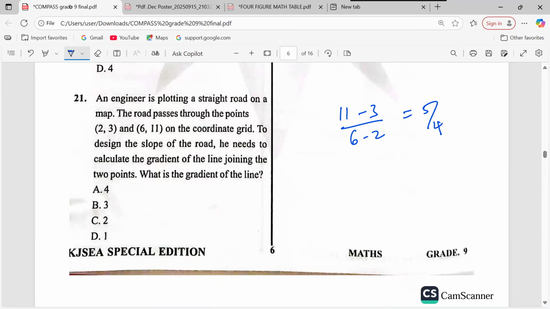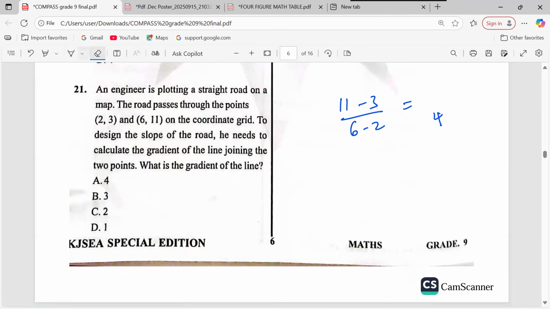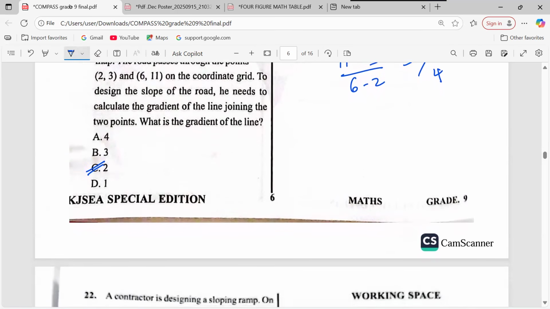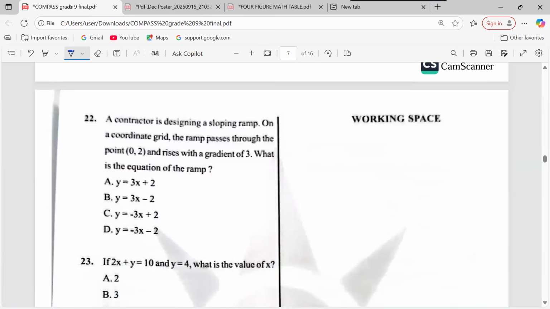Just a minute. No, 8/4, sorry. I'm taking the difference between 11 and 8/4. This gives us 2 as the most appropriate answer. Yeah, most appropriate answer.